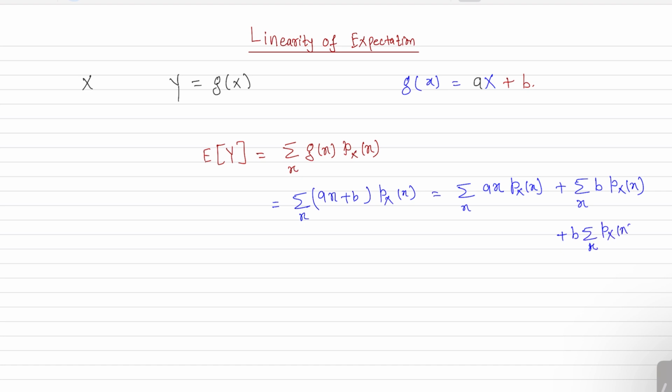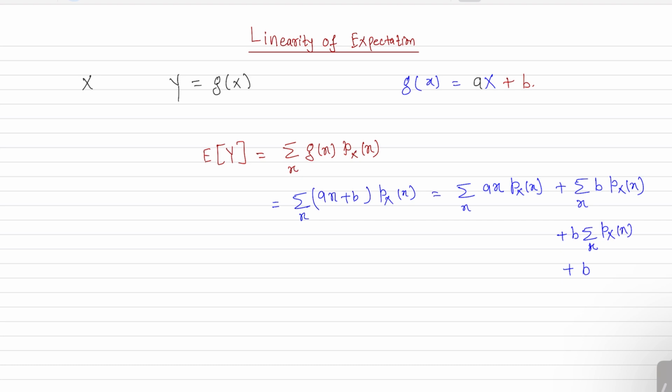Now if you look at this term, b is a constant, so b will be outside, and what we are doing here is summing the probabilities for all the possible values of x. What will be this summation? That will be 1, from our basic axioms, because whatever the possible outcomes we have, we are summing all the probabilities of those outcomes, so that will be 1. So basically that will be b into 1, that is b.